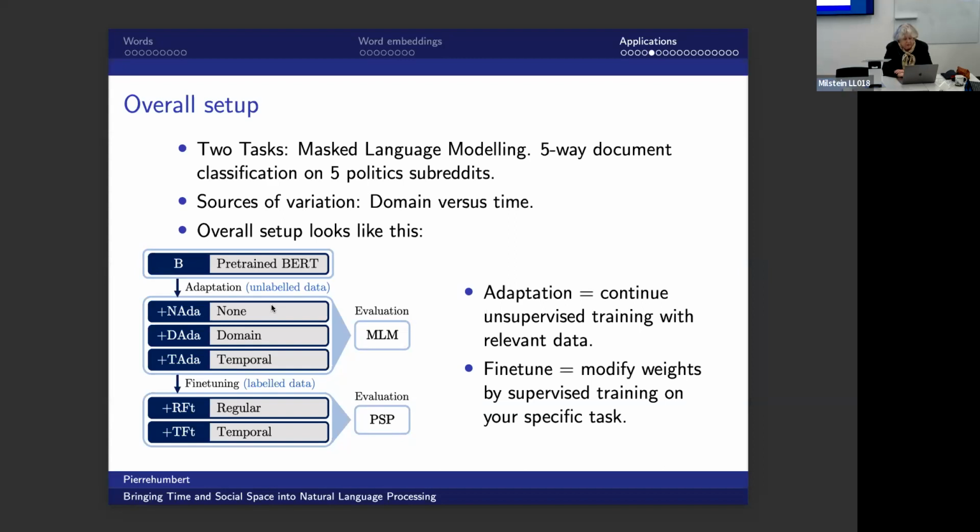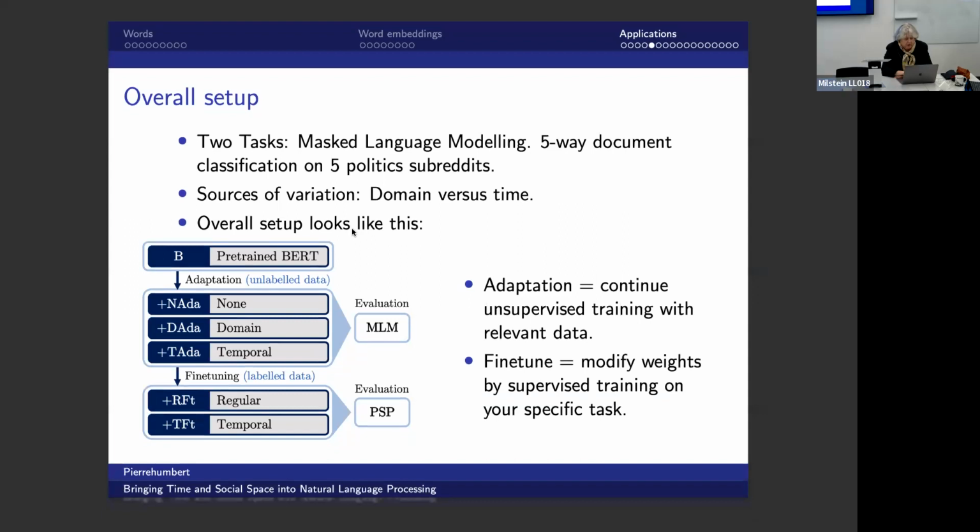Adaptation means that we just continue unsupervised training with relevant data. Here, the relevant data was taken from a general news feed for the same time, not from any of our test Reddits. Fine tuning means that we have labeled data, namely which subreddit it came from, and we're fine tuning for the classification task.